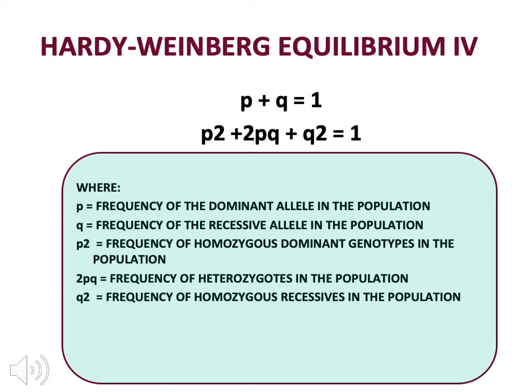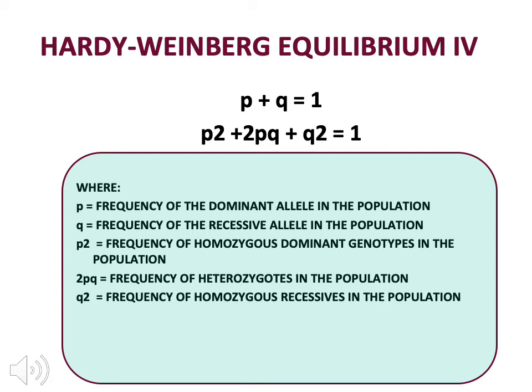So our second equation here is going to help us to resolve exactly what proportion of the population are homozygous dominant individuals, what proportion of the population are homozygous recessive individuals, and what portion of the population consists of heterozygous individuals. The expression P squared is the frequency of homozygous dominant genotypes in the population.